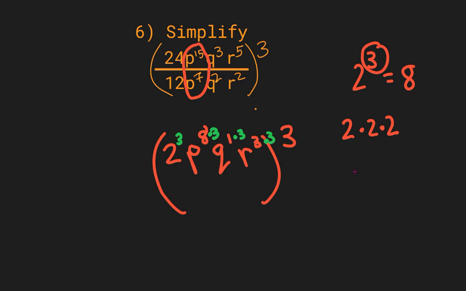2 cubed means 2 times 2 times 2. I already told you it was 8. P to the 8 times 3 is 24. Q to the 1 times 3 is 3. And R to the 3 times 3 is 9. And that is fully simplified. As I was going along, I could have looked down to the multiple choice to see if I could stop the problem early. You gotta be real careful with that, okay?